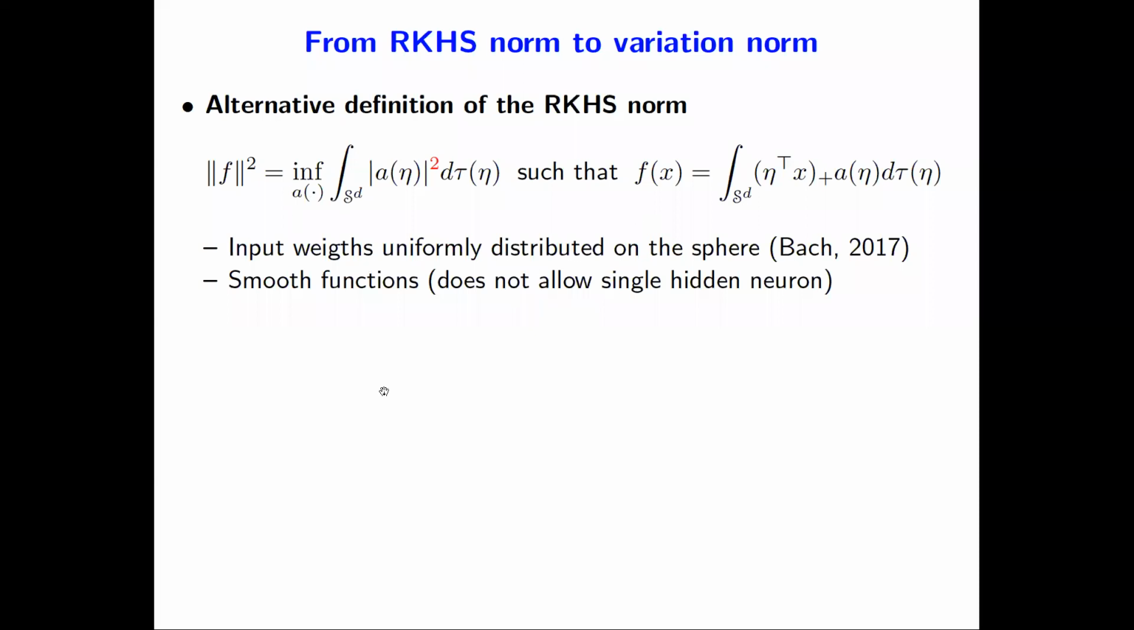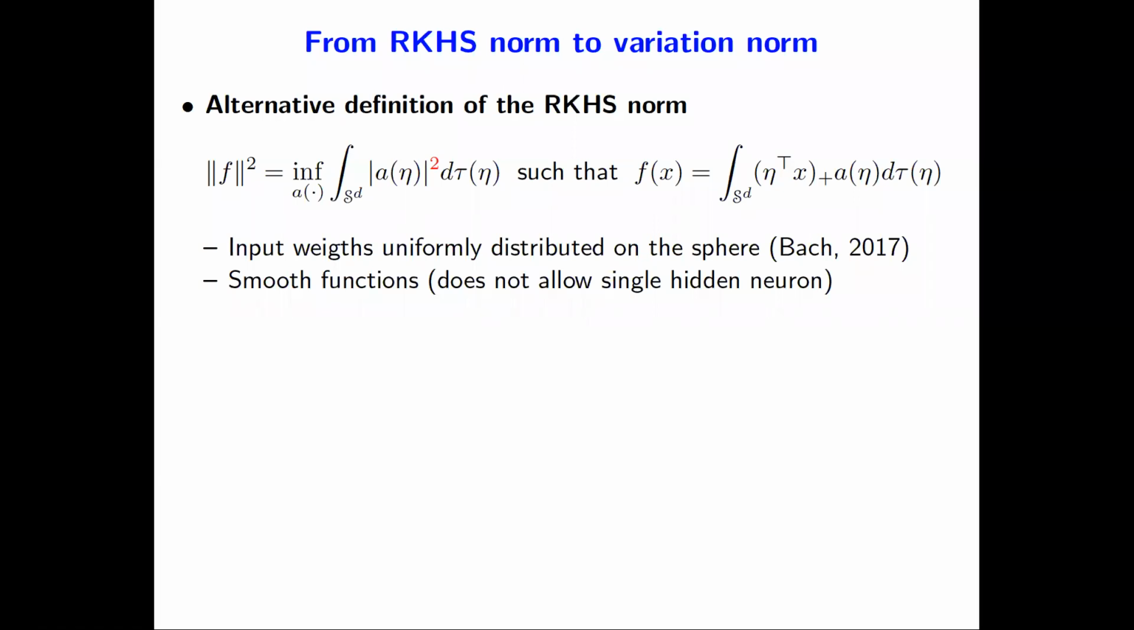If you take a function f, then its squared RKHS norm is the infimum over all squared L2 norms of some function a. Here S^d is the d-dimensional sphere, dτ is the uniform distribution on the sphere, and you represent f as linear combinations of ReLUs. This is exactly our representation of our functions as an expectation over some measure of neurons. Over all those decompositions, you select the one with minimum squared L2 norm. So this defines the norm.